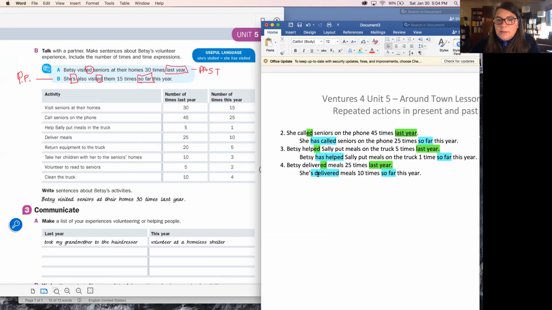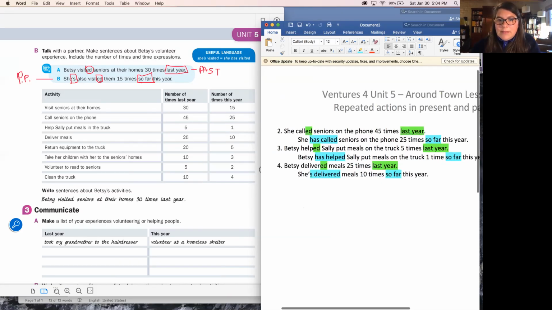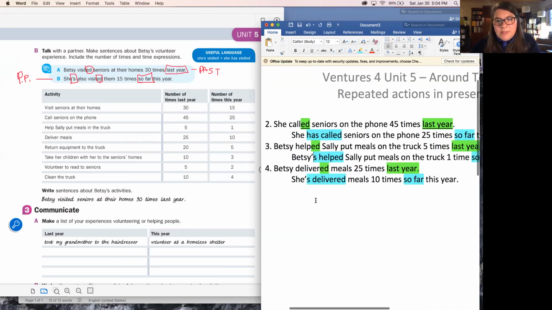And you can also do this. Betsy's helped Sally 1 time so far. She's called seniors on the phone. This is much more common, especially when you're speaking, okay? So you can write it like this, or you can write it like this. They're both okay. So here, let me open this up a little bit.